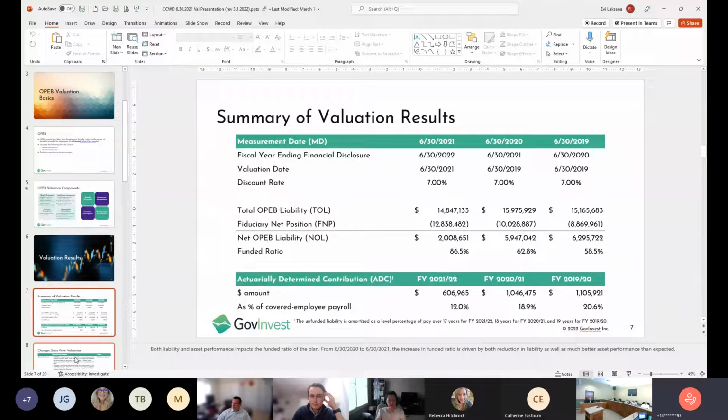And because the unfunded liability has decreased since 3 years ago, the actuarially determined contribution has also decreased. There will be a slide later on that talks about the actuarially determined contribution, but one component of the ADC is essentially the amortization of the unfunded liability. So as the unfunded liability gets smaller, the ADC typically gets smaller as well.